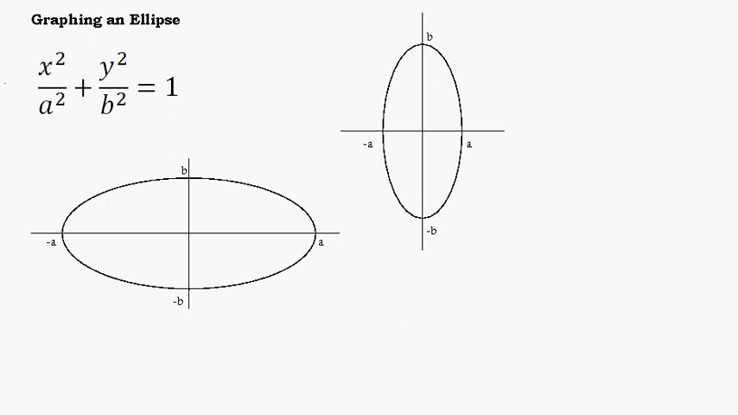In this video we are going to look at an introduction to graphing an ellipse, and in order to understand how to graph an ellipse it's very important to understand and know the basic equation of an ellipse. Now this equation right here is if an ellipse is centered at the origin. So it's going to have a center at 0, 0.